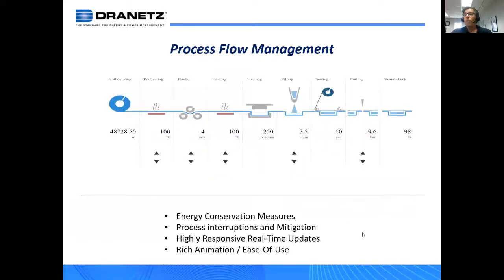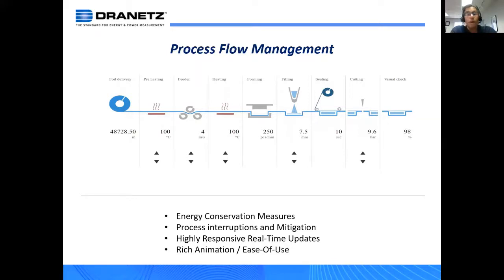So process flow management, and this is just a diagram of one of the capabilities of DranSCADA. This is a particular hypothetical process here, and you can look at it in the eyes of making sure that every individual element of that process is working within its own specifications and requirements and efficiencies, and you can set up alarms, but also the total process on energy conservation and energy efficiency for all of the different utility types that you have.